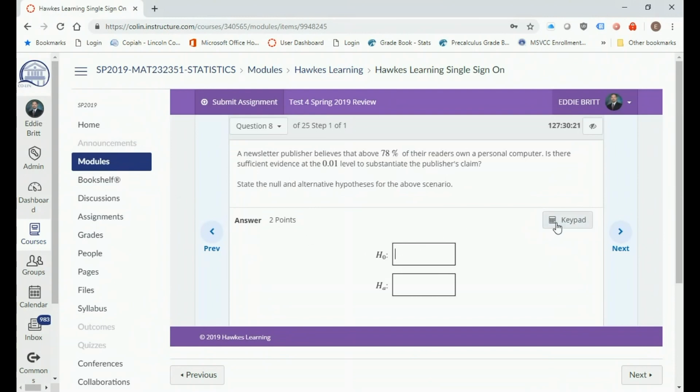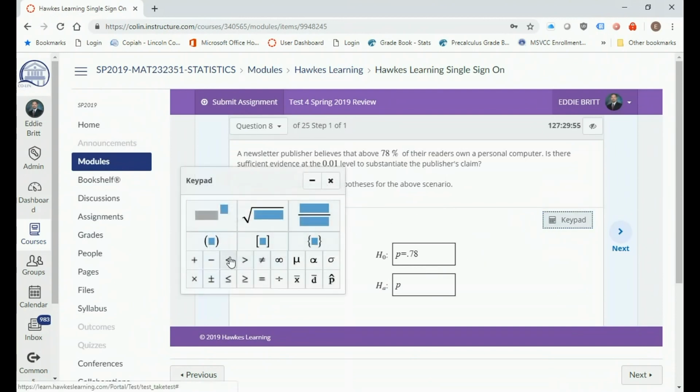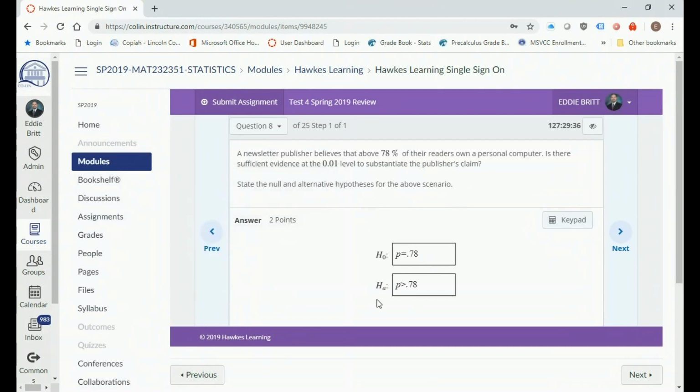And sometimes we may have to use the keypad to find the right symbols, but since this was a proportion, I can just use P. I'm probably going to have to use it for my inequality, though, just to make sure. So P equals 0.78, and then P. It was above was the original, so it's greater than 0.78.